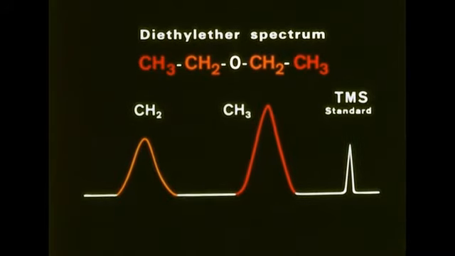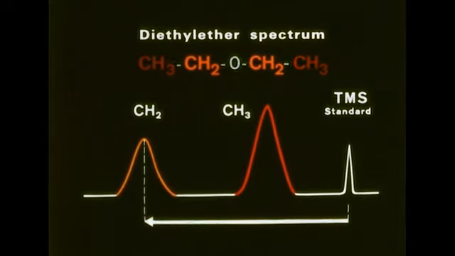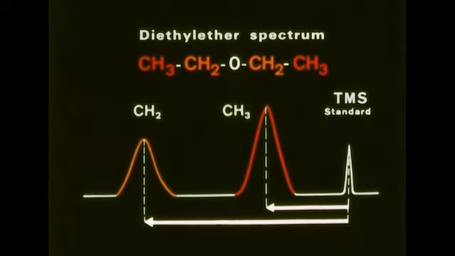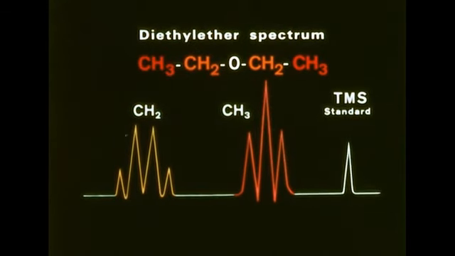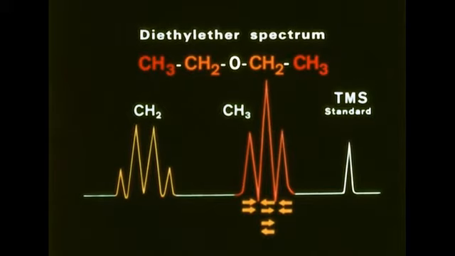In summary, from the NMR spectrum, we get 3 important types of information. First, the chemical shift, which tells us that our diethyl ether example has methylene protons on a carbon attached to an oxygen, and methyl protons. Second, the relative areas, which tell us that the relative abundance of these protons are 4 to 6. And third, the spin-spin splitting pattern, which tells us that each of the methyl protons has 2 equivalent neighbors, and each of the methylene protons has 3 equivalent neighbors.